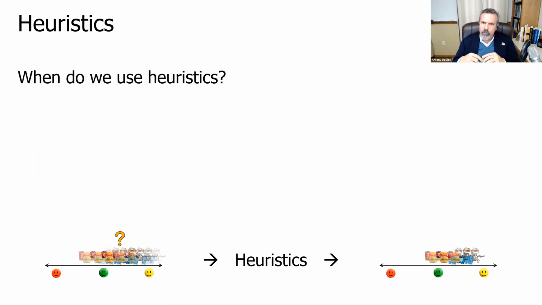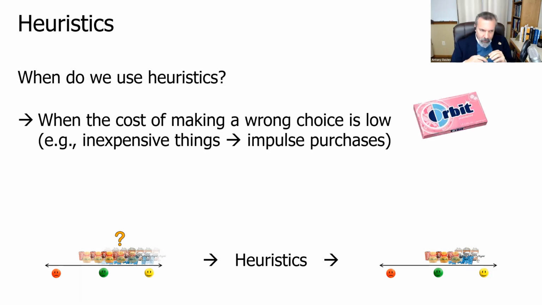So when are we going to use heuristics if we're going to be rational? Well, we're going to use heuristics when the cost of making the wrong choice is low. So picking up the dental floss, picking up a pack of gum, think about impulse purchases. The cost of being wrong is low. So I'm just going to grab this thing. It's not worth thinking about. If it's wrong, it's wrong. I'll get something different next time. So when the cost of making the wrong choice is low, we'll tend to use heuristics.